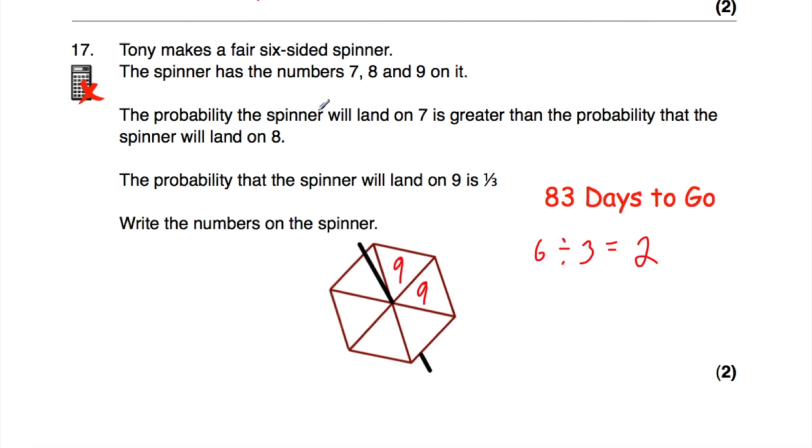Now if we go back up here, the probability that the spinner lands on a 7 is greater than the probability that it lands on an 8, so there's more 7s than 8s. Now there's 4 sections left, we can't have 2 7s and 2 8s because then that would be the same. That means we must have 3 7s and 1 8, and that's it. And if you got that, well done.